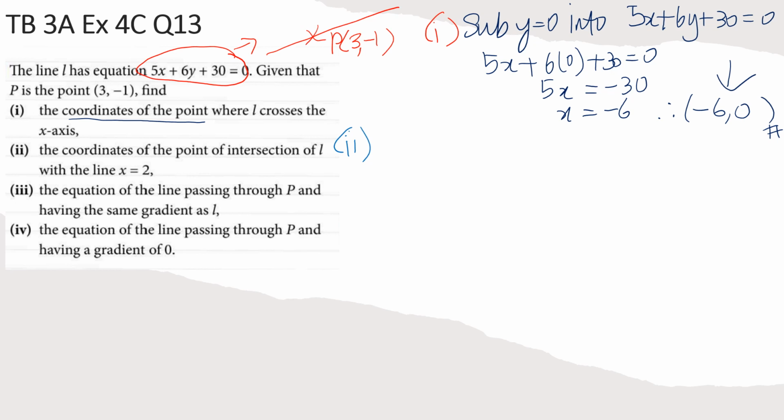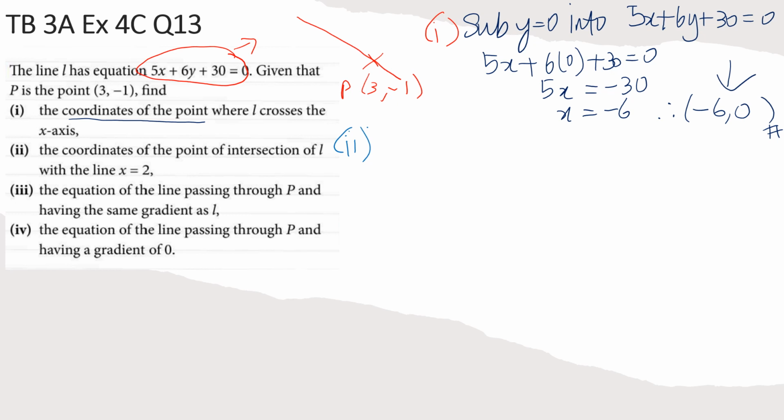Right, so let's look at part 2. The coordinates of the point of intersection of L and the line x equals 2. Oh, so that is not difficult also. So this particular line that I've just drawn, I don't know whether it is correct. Oh, the gradient is -5, so I should have drawn it the other way around. Do you know how I know the gradient is negative? Can I leave it to you to think about it? I'm sure you can tell me why the gradient is negative.